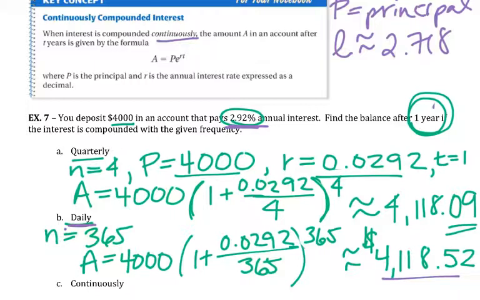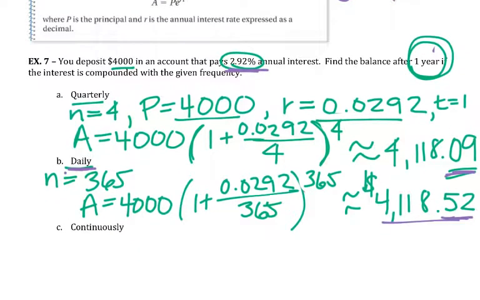And we can tell the difference between quarterly compounding and daily compounding. It makes a difference, but it doesn't make a huge difference here, or at least not with sums that are so small. Okay, next let's look at continuously compounding interest. So we have a different formula for that. The formula for that one is A equals P times E to the RT.